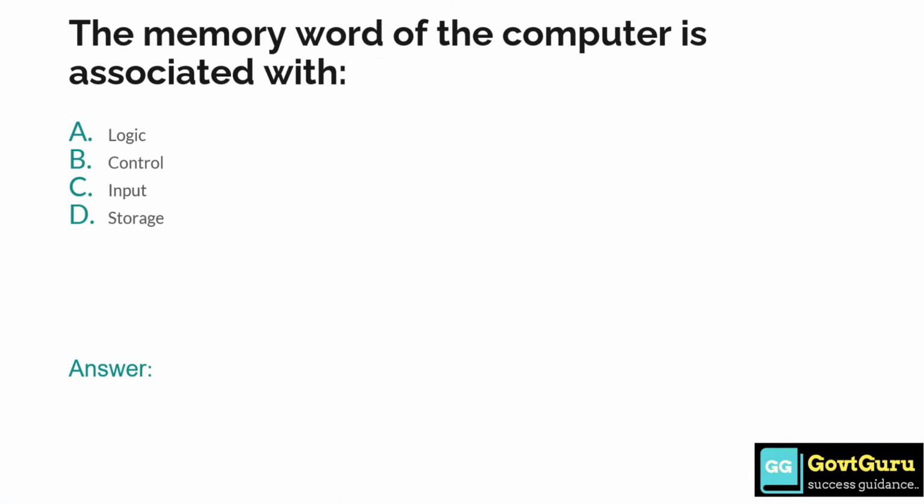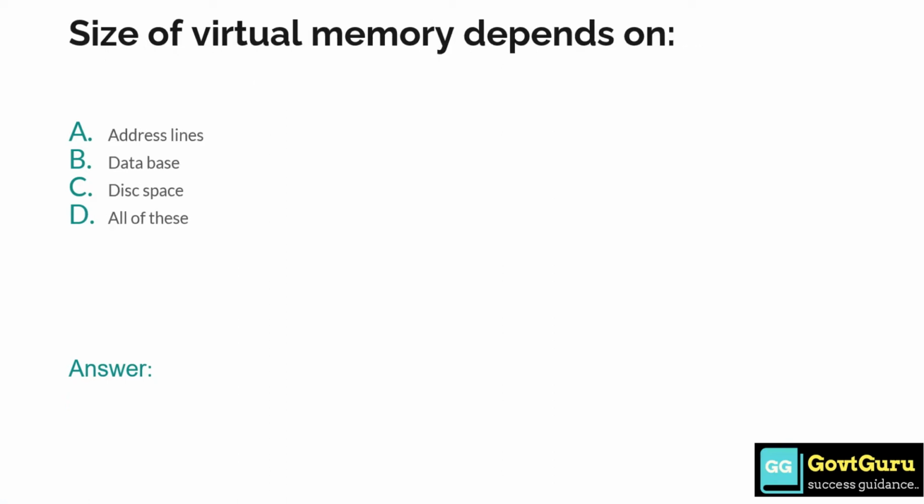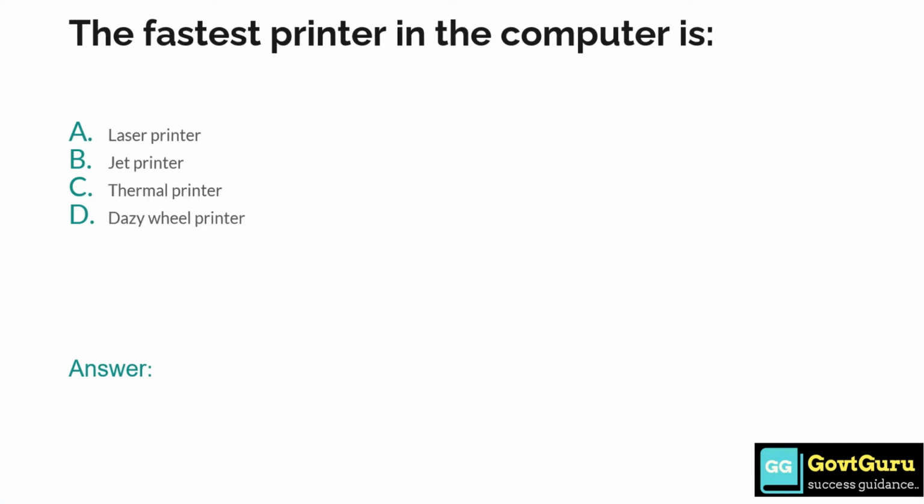The next question is the memory word of the computer is associated with. Option A logic, option B control, option C input, option D storage, and the answer is storage. The size of the memory depends upon. Option A is address lines, option B database, option C disk space, option D all of these, and the answer is address lines. So the size of the virtual memory depends upon the address lines.